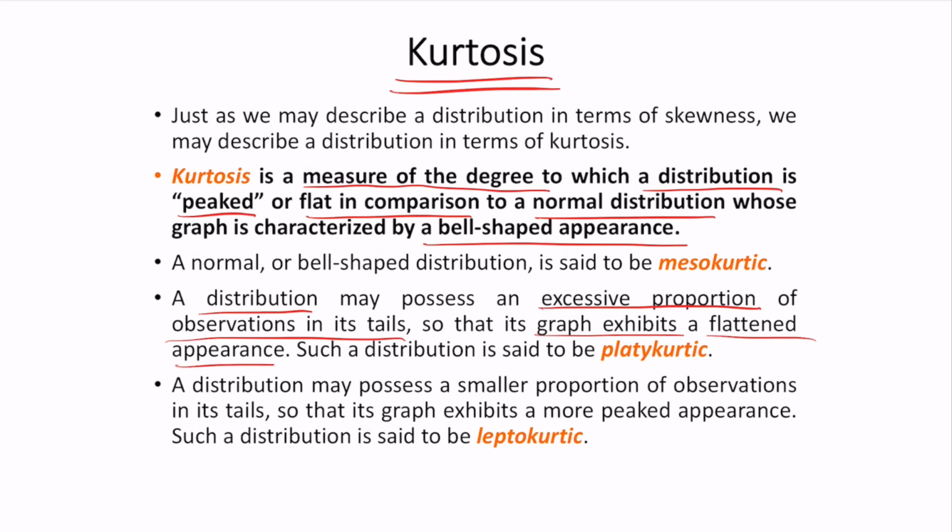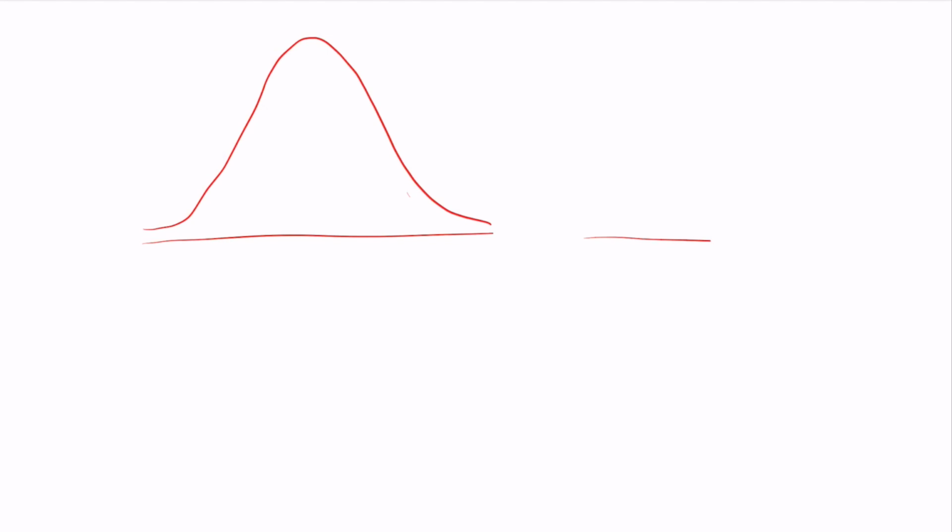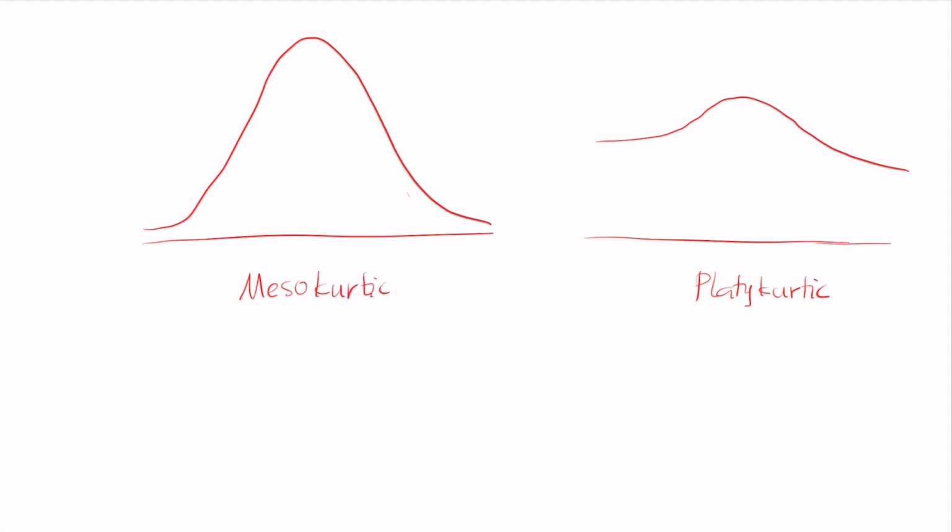If a distribution possesses an excessive proportion of observations in its tails, so that its graph exhibits a flattened appearance, we call that a platykurtic distribution. For example, if you have a lot of observations on the tail, that is a platykurtic distribution. We call the normal distribution a mesokurtic distribution, and this one a platykurtic distribution.